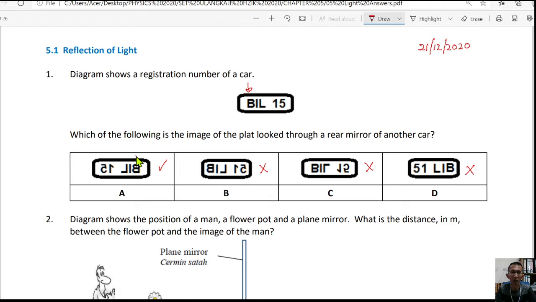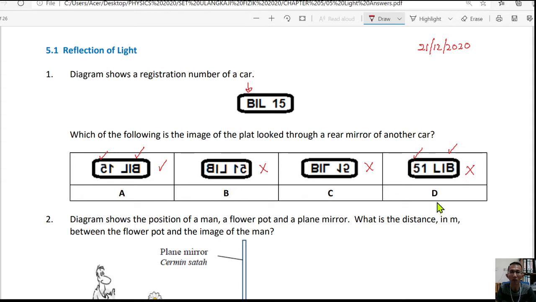Okay, so B is on my right. So this one no, this one no. This one, it is on my right. And then we look at 5 here, it's on the right. So in the mirror it will be on your left. This one here is also on your left. So we only have two choices now, A and B.